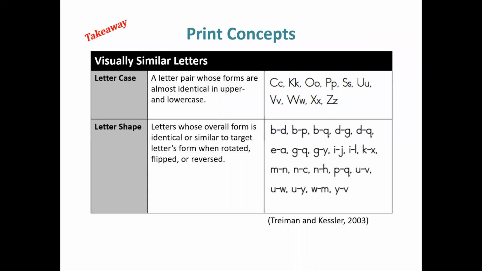Here's a table of visually similar letters, and it's at the bottom of the takeaway on page 17 of your handout. Think for a minute about how your current reading program sequences letter knowledge instruction. Are the capital letters taught first? Are the letter pairs that are almost identical in upper and lower case taught more quickly, and that leaves more instructional time for those that don't match?